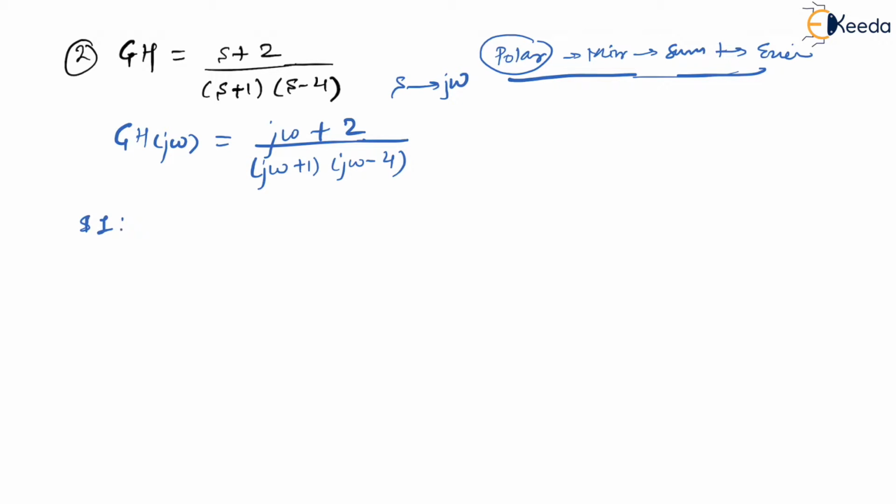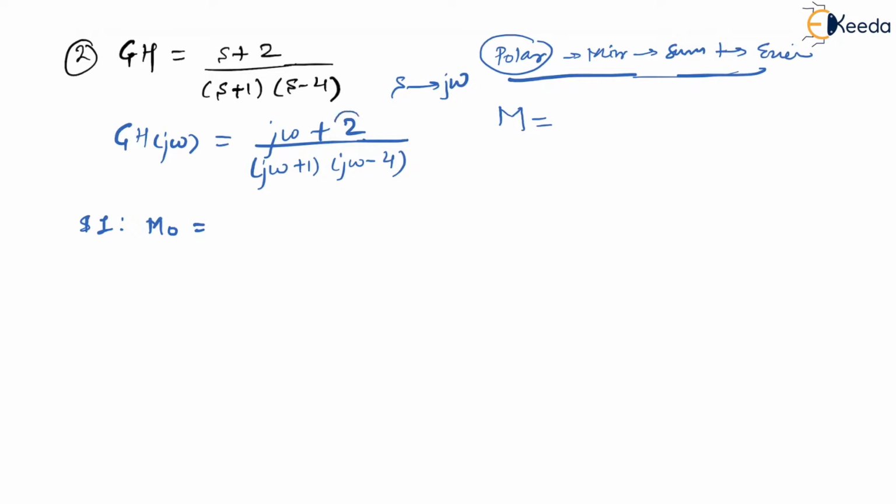Now the step 1. Step 1 is what? To find M0 and M infinity. What is M0? It is nothing but magnitude. So for that I need to have magnitude as well as angle. So if you think of M, how much is that magnitude? Magnitude is going to be what?